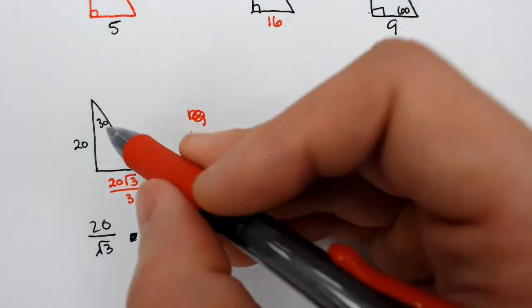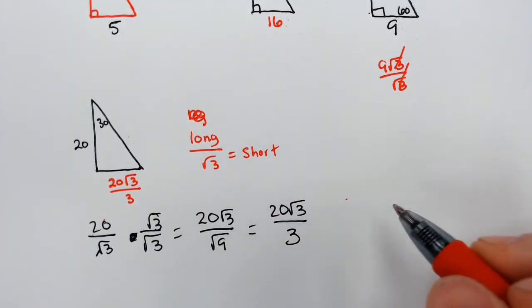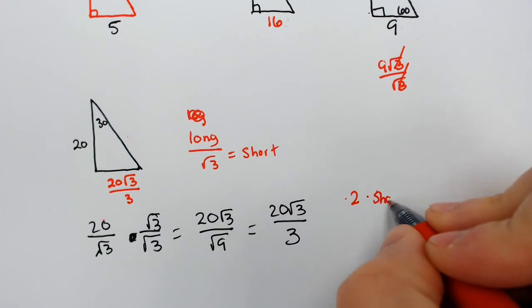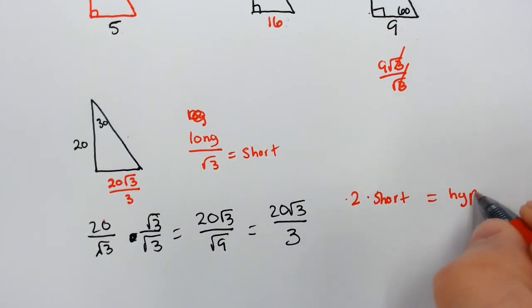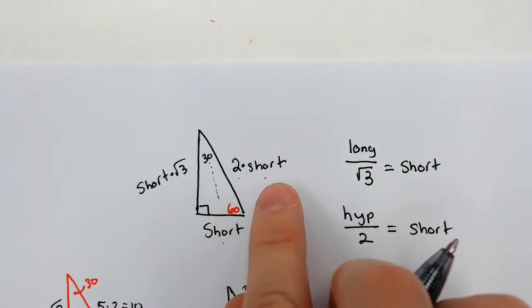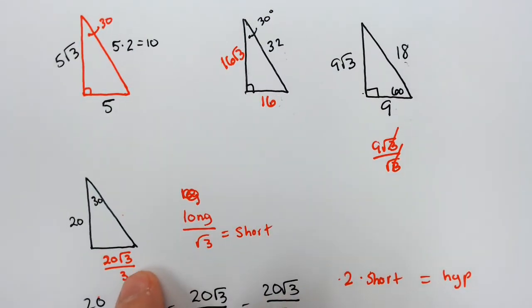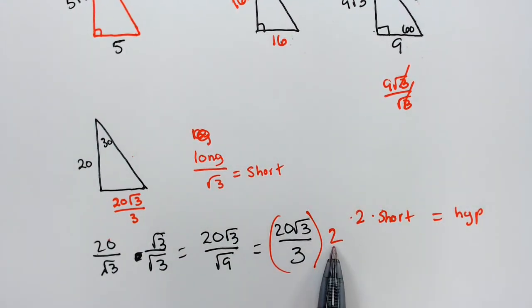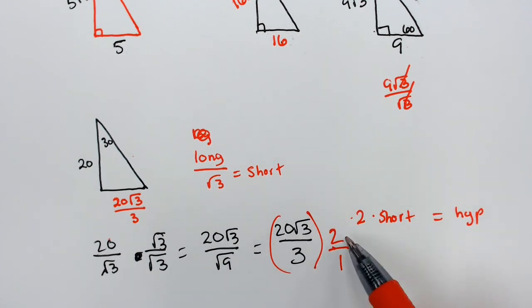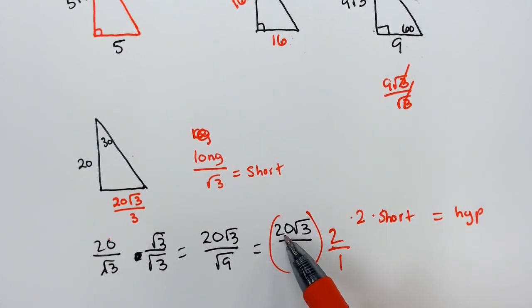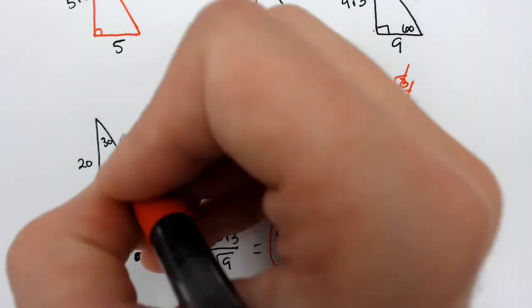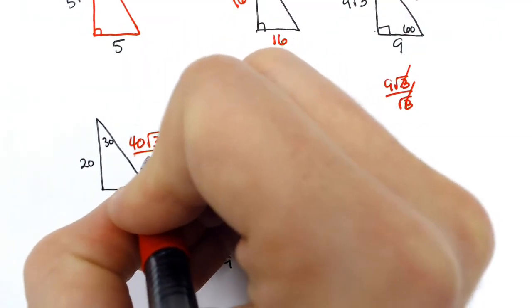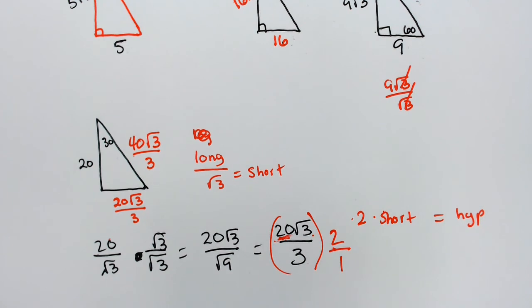From here, I still want to find the hypotenuse. All I have to do is double it. 2 times the short side is equal to the hypotenuse. So from up here, 2 times the short, that was what was equal to the hypotenuse. So if I double this, all I end up with is multiplying by 2. I'm going to multiply the top of the fraction by 2 because I'm multiplying by technically like 2 over 1. And that gives me 40. I only multiply that number in front, not the square root, not the bottom. I get 40 square root of 3 over 3. Which again, if 40 divided by 3, I would have to divide. It doesn't, so I won't.